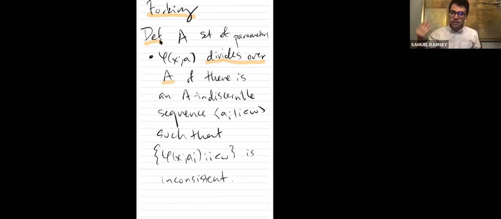So what this is saying is a set divides if I can move it along some indiscernible sequence in such a way that the instances are almost disjoint. They're maybe not pairwise disjoint, but the fact that this is an indiscernible sequence and it's inconsistent means that by compactness there's some k such that any k of them are inconsistent. So that says it's pretty small.